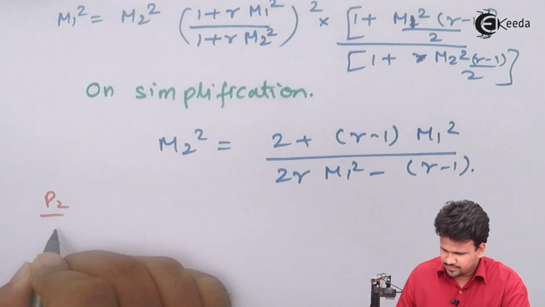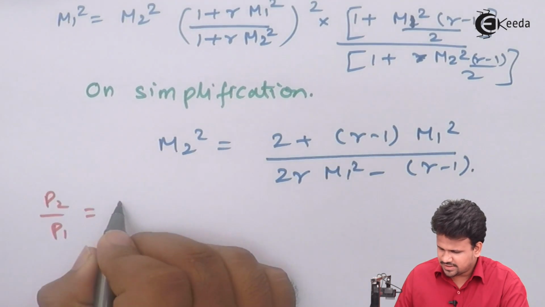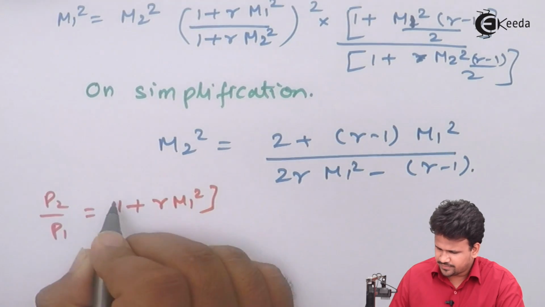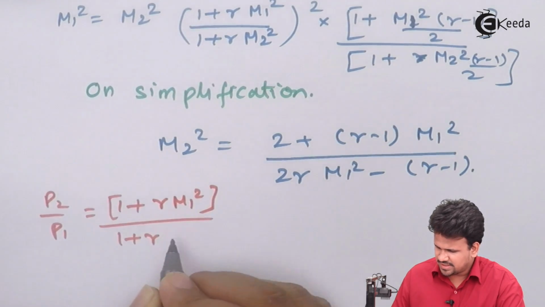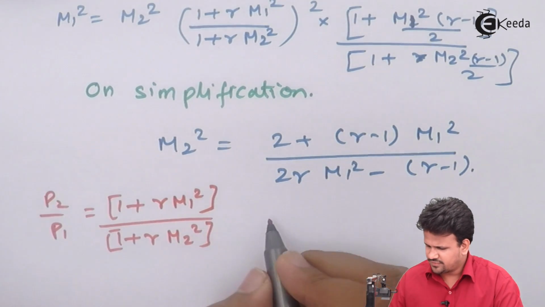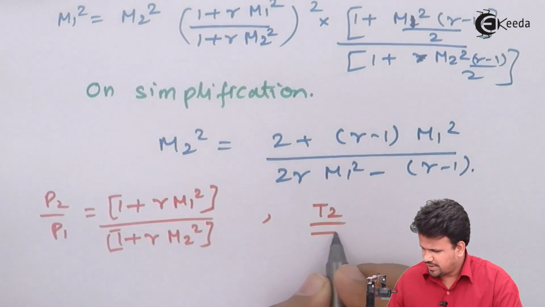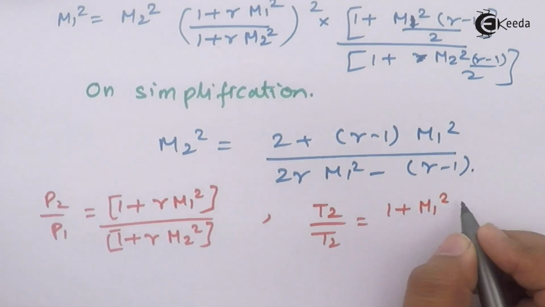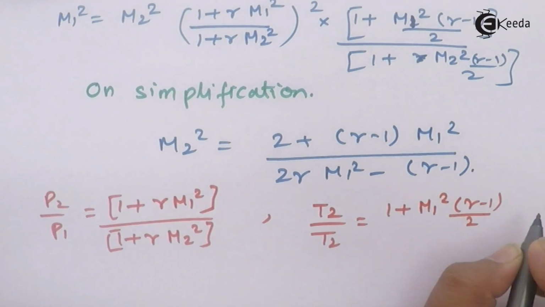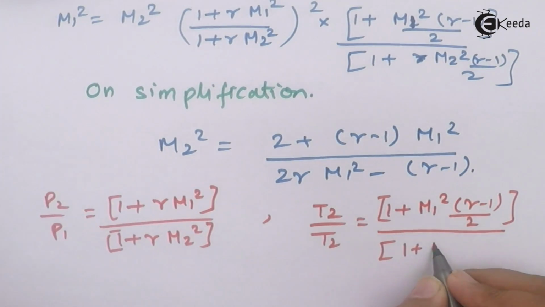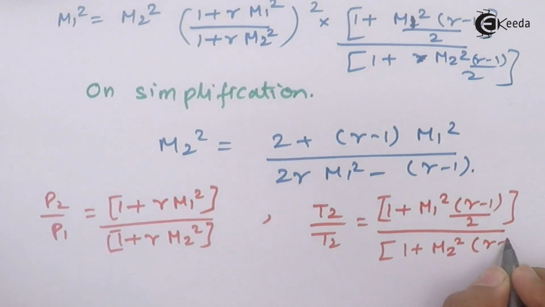P2 by P1 is equal to 1 plus gamma M1 square upon 1 plus gamma M2 square, that is Mach number 2 square. This is one of the things. The second thing is T2 by T1, which we have studied initially, is equal to 1 plus M1 square into (gamma minus 1) the whole upon 2, the whole upon 1 plus M2 square into (gamma minus 1) the whole upon 2.